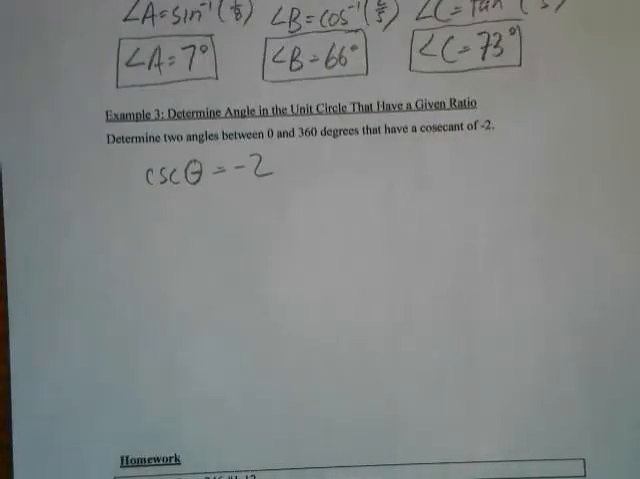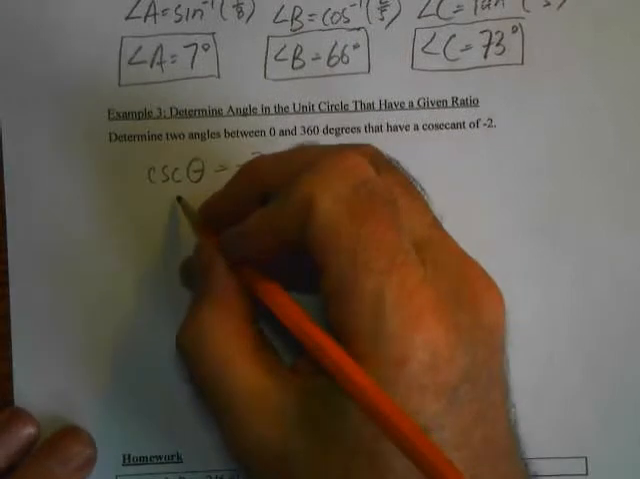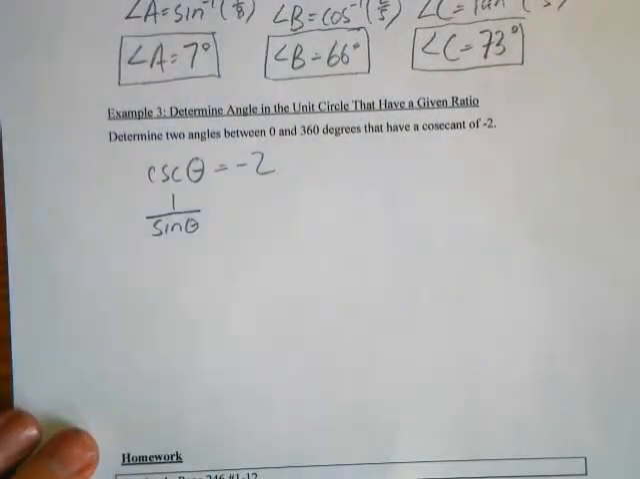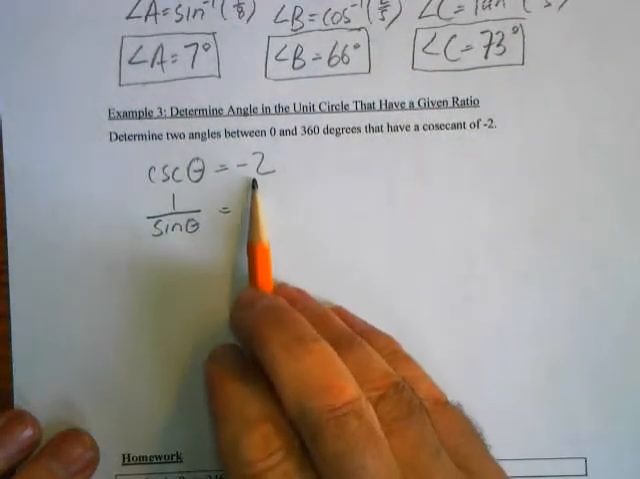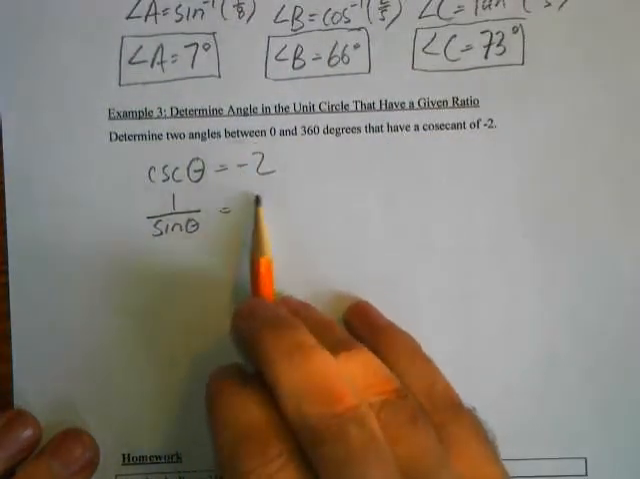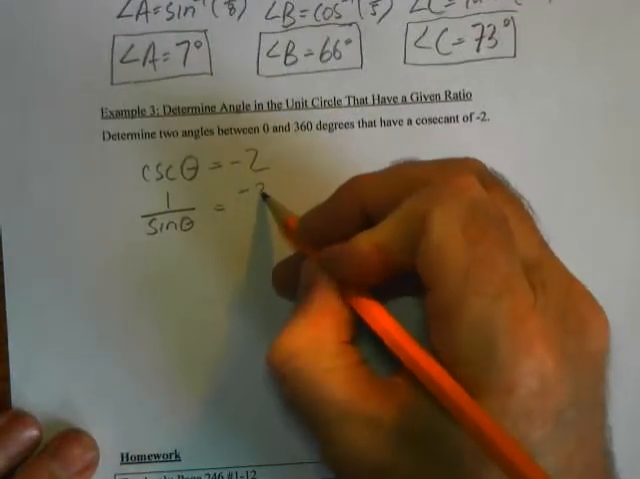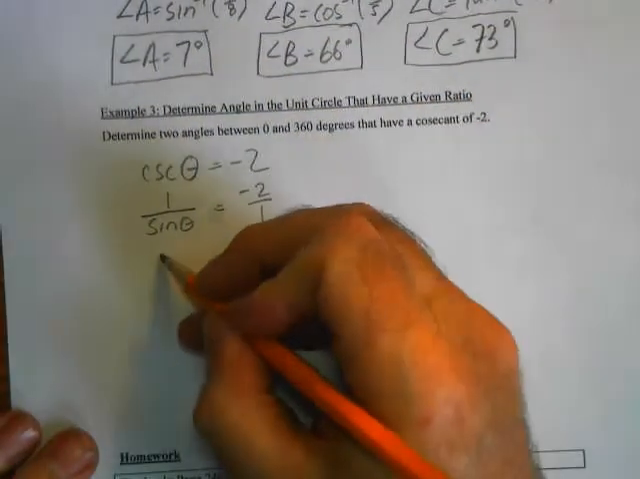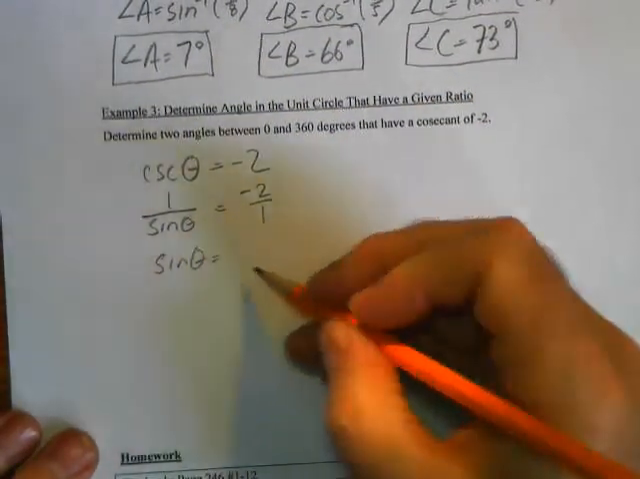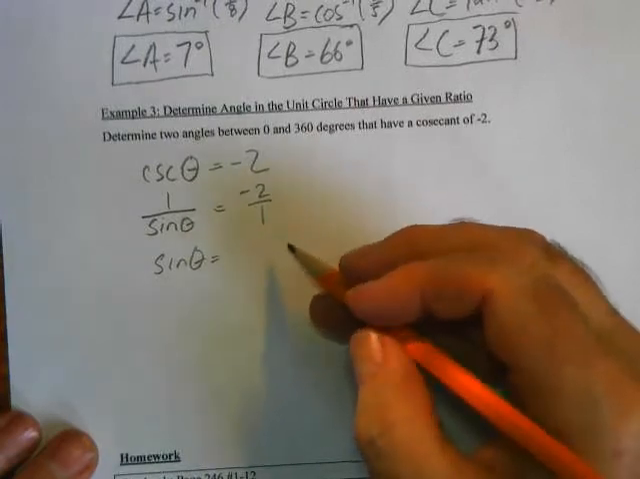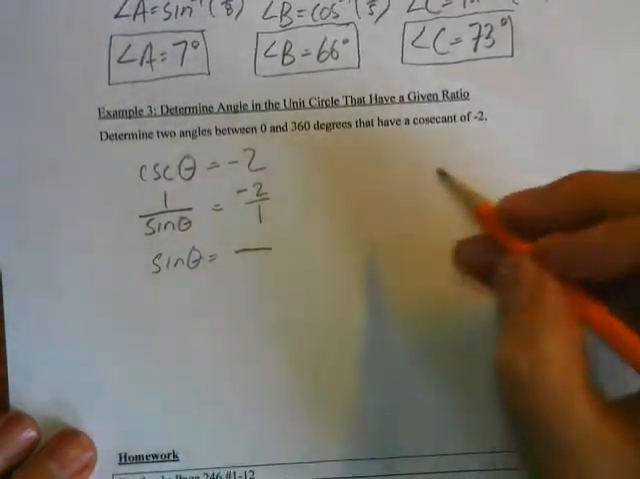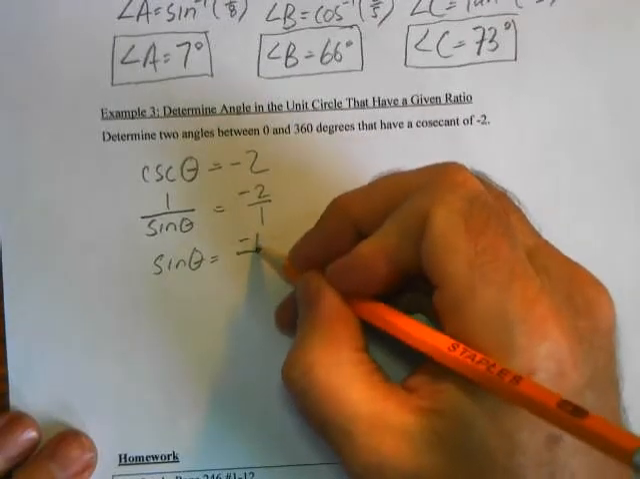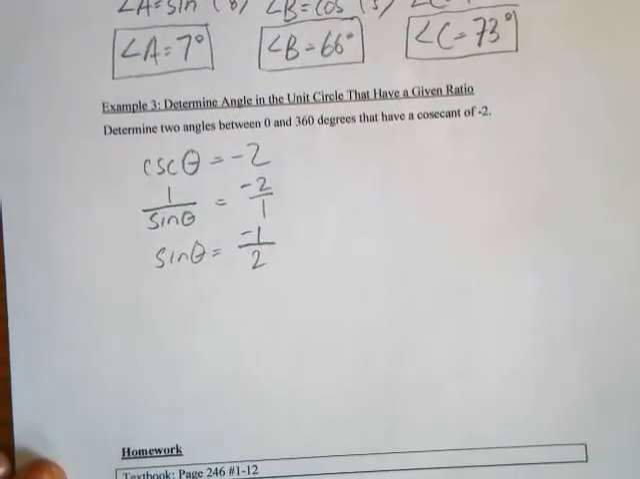I'm going to change it to the reciprocal of cosecant, which is 1 over sine theta. And I want to have this as a fraction, so that's -2 over 1. And now I'm going to flip both sides, so I get sine theta equals, now we could write it as 1 over -2, but it doesn't really matter where the negative sign is, so I'll leave it on the top, but switch the numbers. So -1/2.